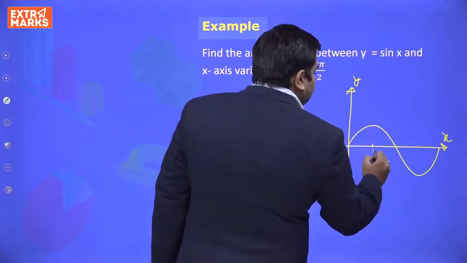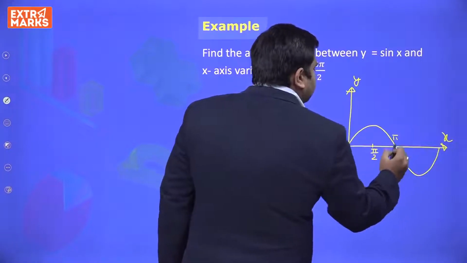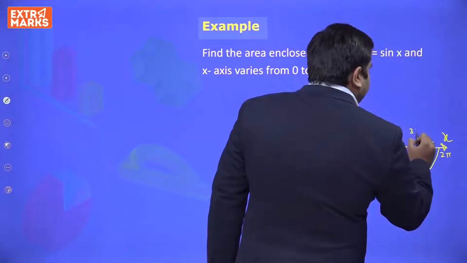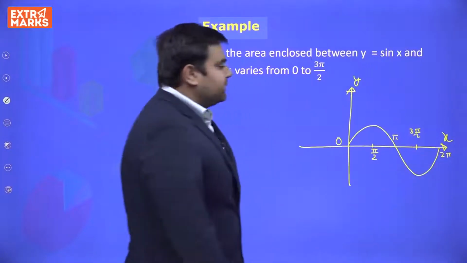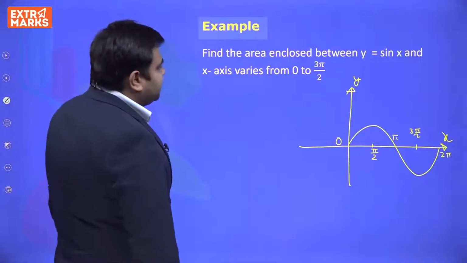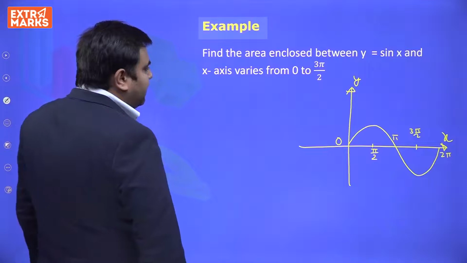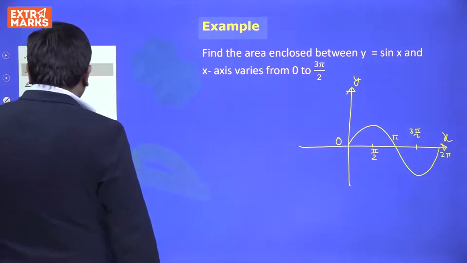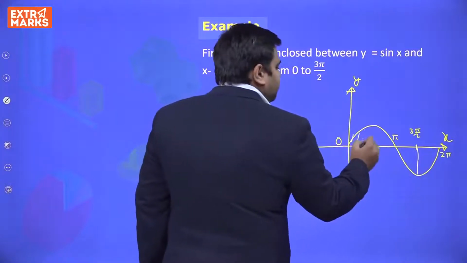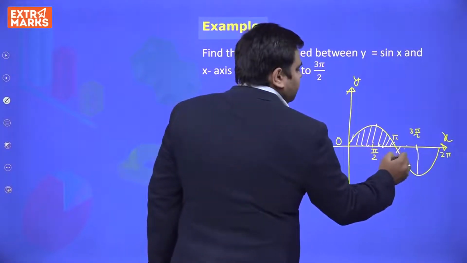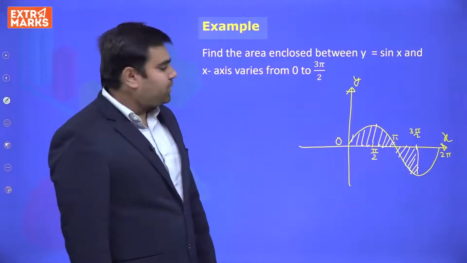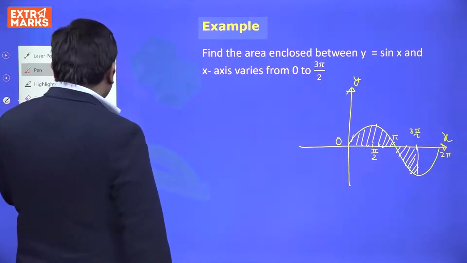This is 0, this is pi by 2, this is pi, this is 2 pi, and this is 3 pi by 2, right? So the area enclosed between y equal to sin x and the x-axis between 0 to 3 pi by 2, right? So this is the shaded area, right? Now how to find this area?